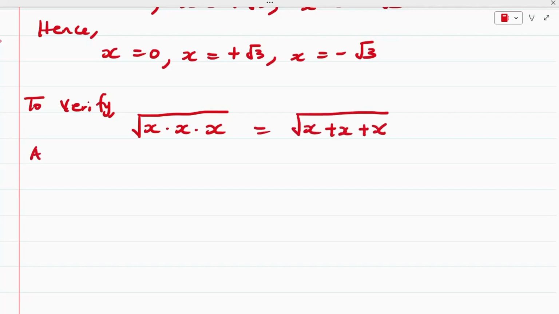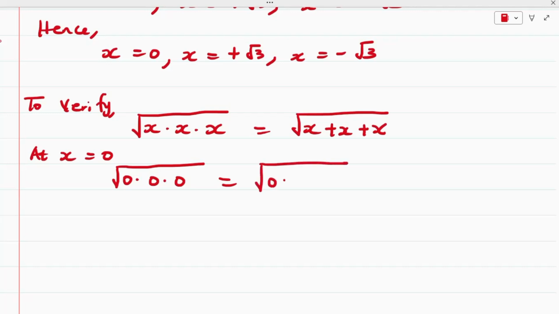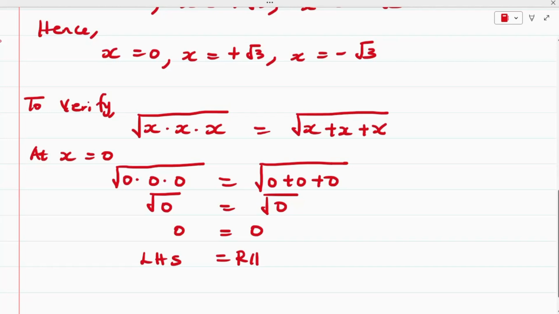So we are going to say at x equals 0, we have the square root of 0 multiply 0 multiply 0 is equal to the square root of 0 plus 0 plus 0. So we have the square root of 0 is equal to the square root of 0. So 0 is equal to 0, which implies that the left hand side is equal to the right hand side. So therefore x is equal to 0. We have been able to verify the first value of x.